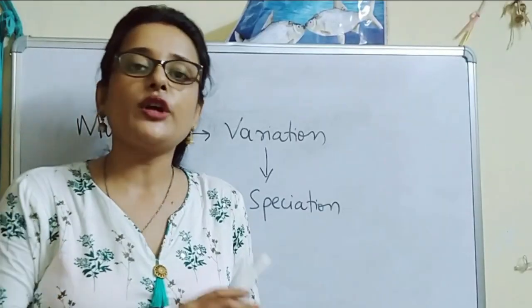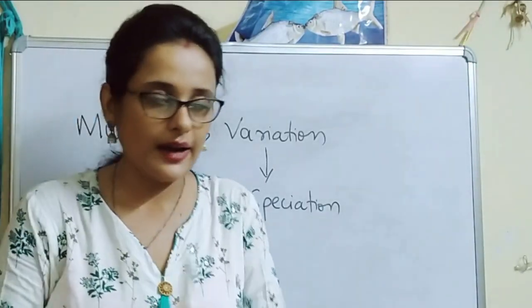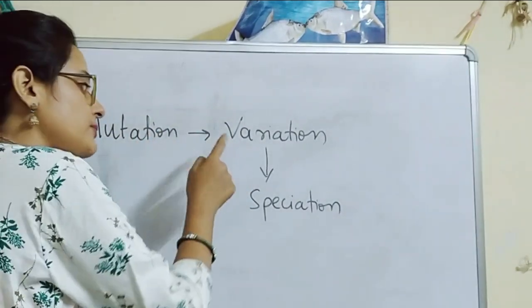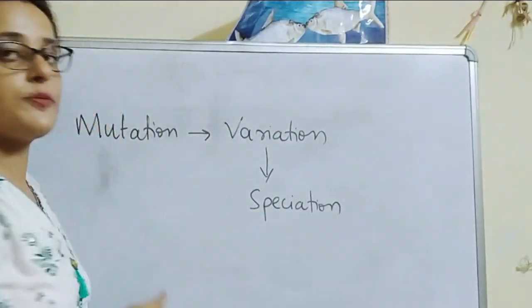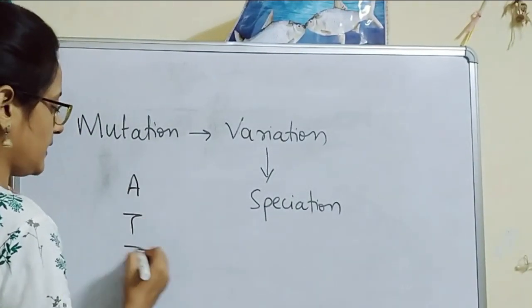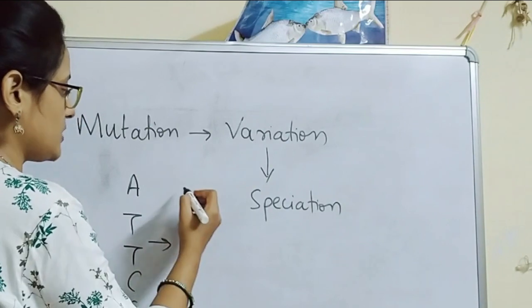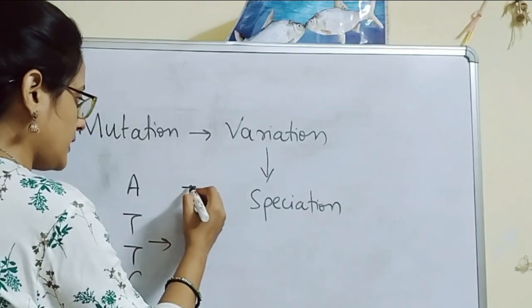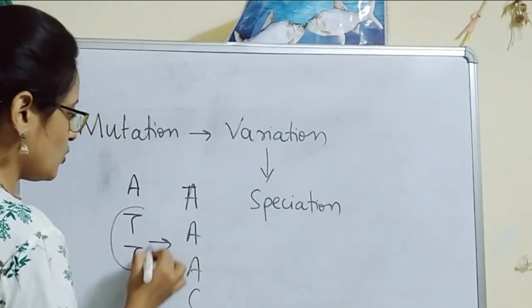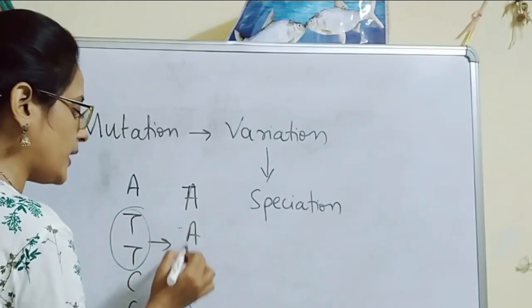The cases when mutation can be termed as useful are as follows. Mutation leads to variation, and sometimes mutation can also lead to speciation. How is it possible? Let's suppose there is a sequence A, T, T, C, G. Due to mutation, we got a sequence A, A, C, G. These two are mutated into AA.